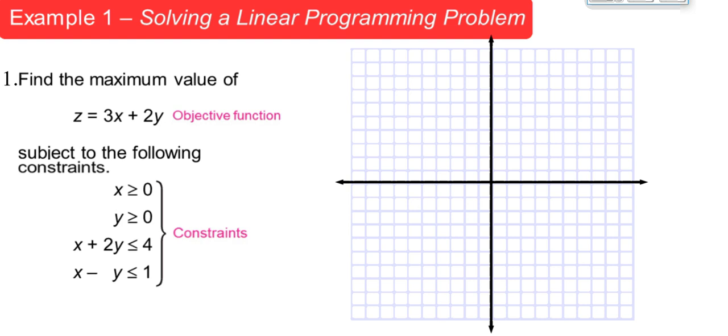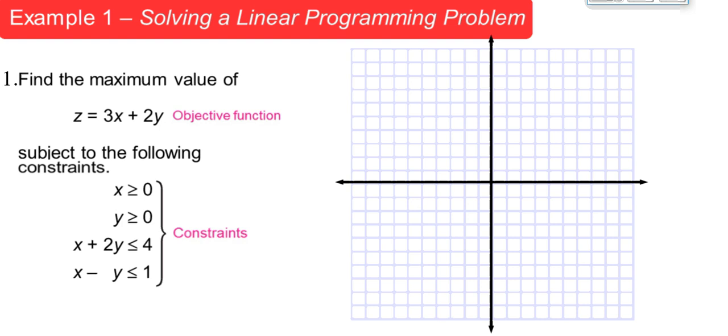So it says find the maximum value of z equals 3x plus 2y, which is the objective function, subject to the following constraints. x is greater than or equal to 0, y is greater than or equal to 0, x plus 2y is less than or equal to 4, and x minus y is less than or equal to 1. So in this situation, we don't have a problem attached to it. We're just going to do the mathematics as we go. And I will ask that you're graphing this, and I'll look at that when I get back as we go through things.